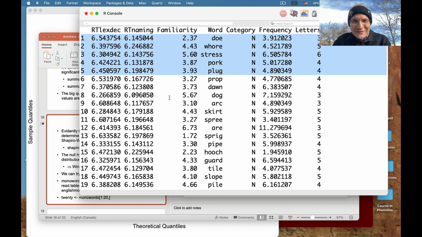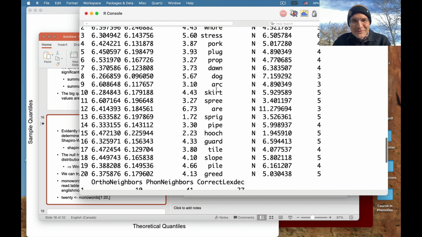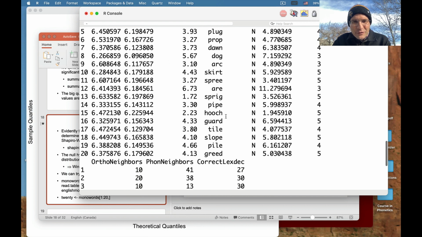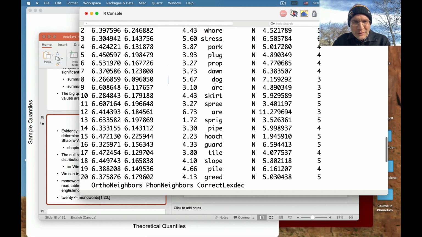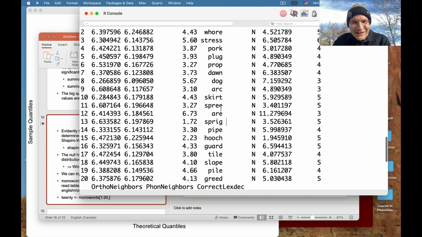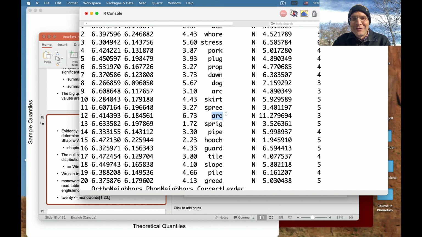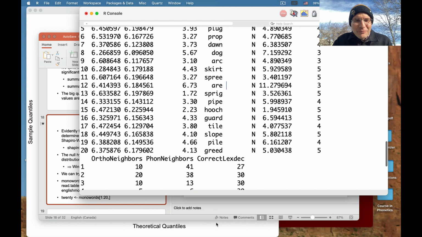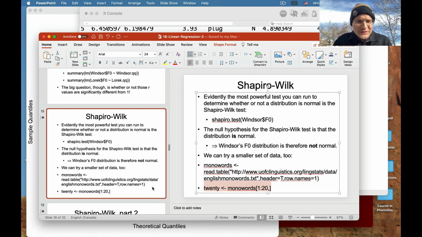The famous 5, not quite. But then we also have a number of other words like prop, dawn, dog, skirt, spree, and so on and so forth. Some of these are familiar and frequent. Some of them are not, like how often do you use the word sprig? Maybe at Christmas, probably not. How often do you use the word are? Every day, right?